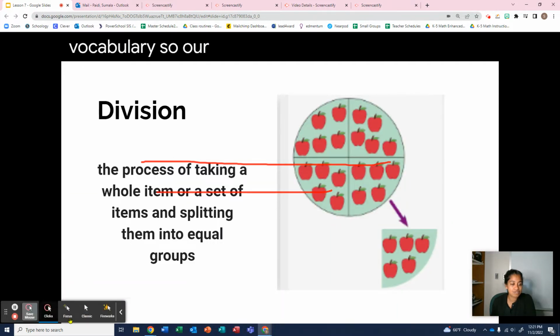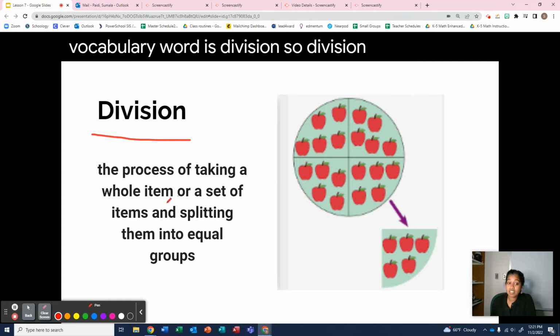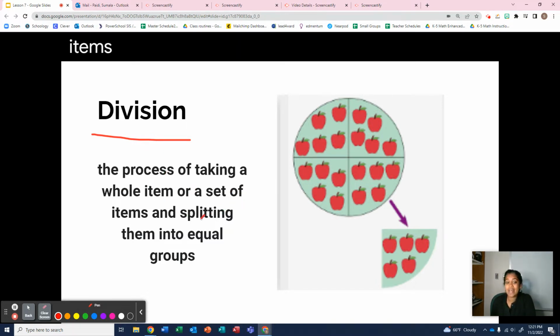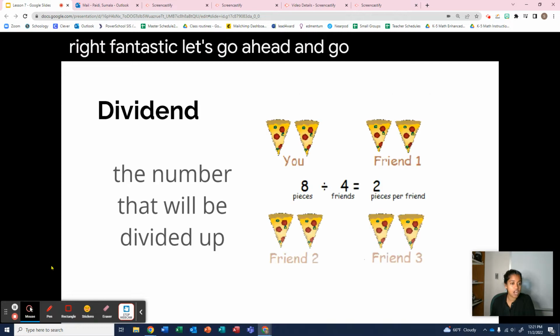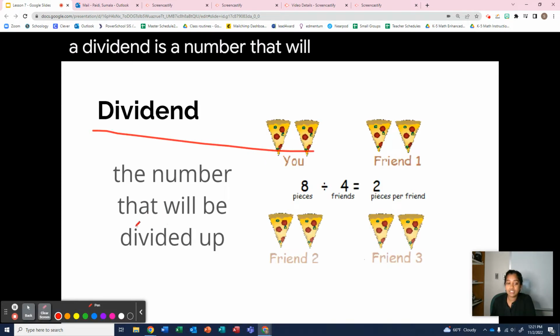Our first vocabulary word, let me go ahead and clear everything. There we go. Our first vocabulary word is division. Division is a process of taking a whole set of numbers or a set of items and splitting them into equal groups. All right, fantastic. Let's go on to dividend. A dividend is the number that will be divided up.